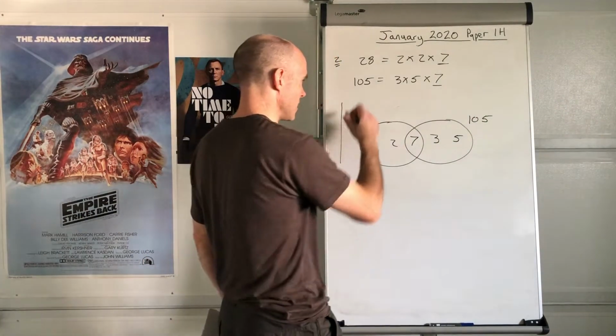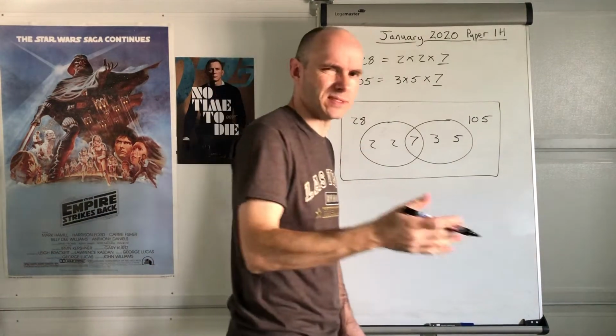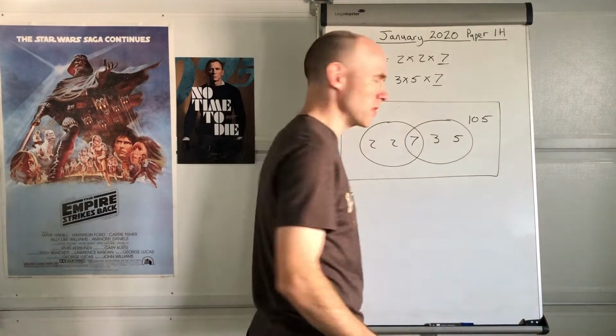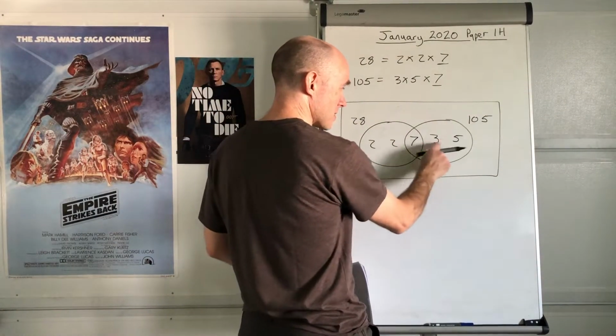Okay, and to be accurate, you should have the rectangle as well. But you don't have to in this question, to be honest. Okay, right. The lowest common multiple is going to be that times that times that times that times that.